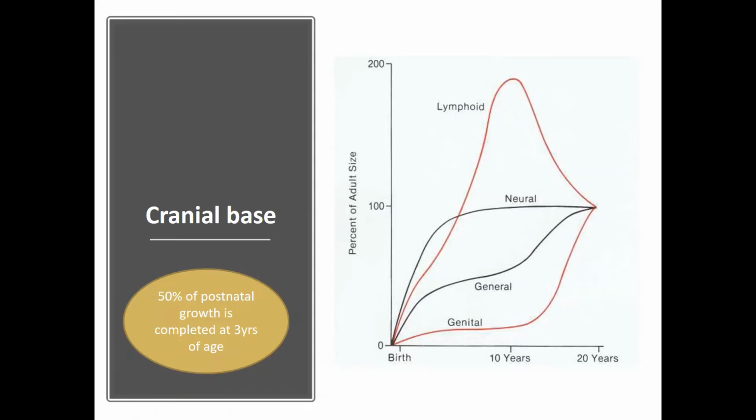And again, if we go back to Scammon's curve, we will find that the cranial base is going to be between the neural pattern of growth and the general pattern of growth in between. The anterior part of the cranial base will follow closely the neural part, while the posterior part will follow the general part according to the structures that affect their growth. So the anterior part will be affected by the brain, and the posterior part will be affected with the rest of these structures.